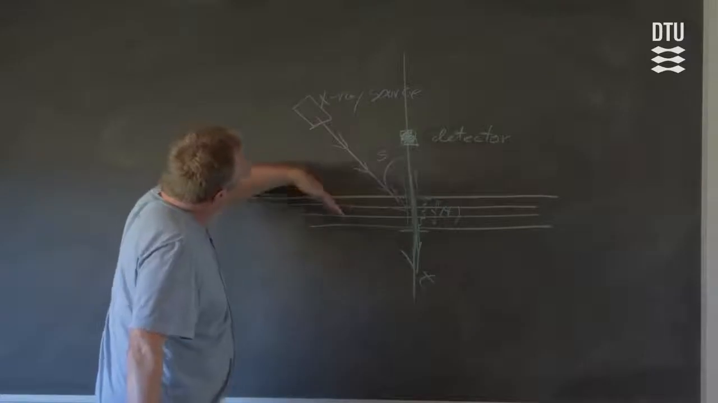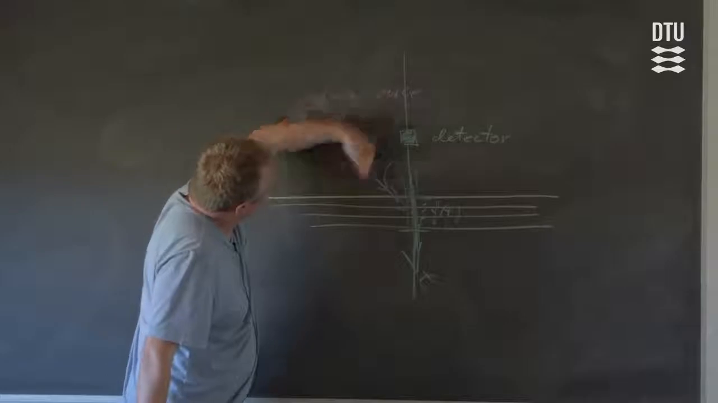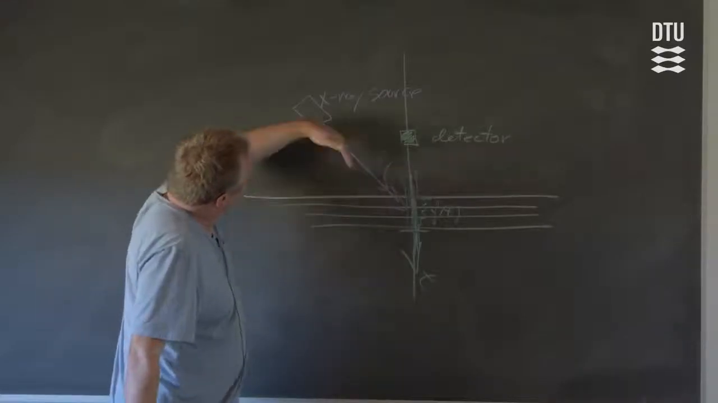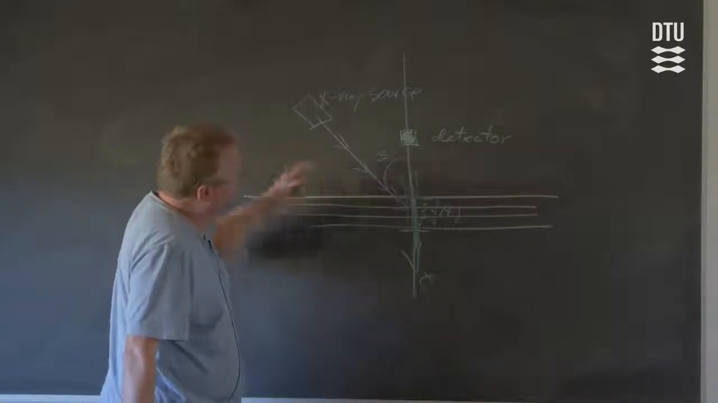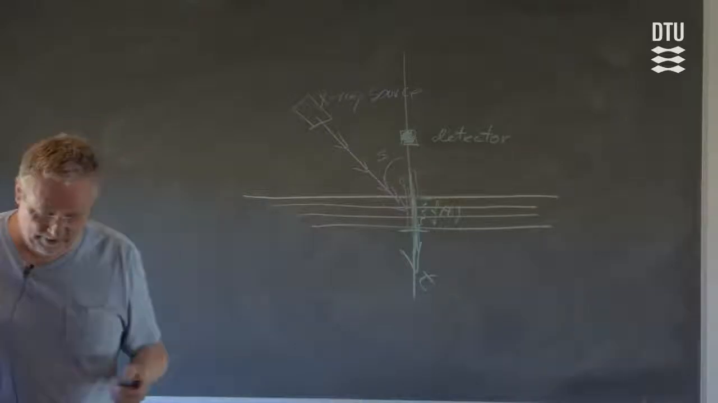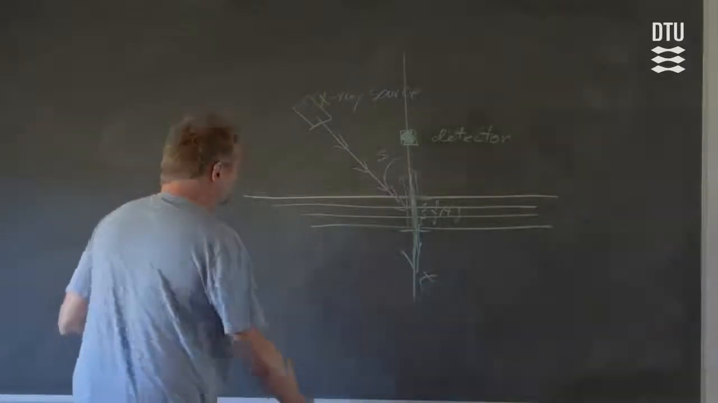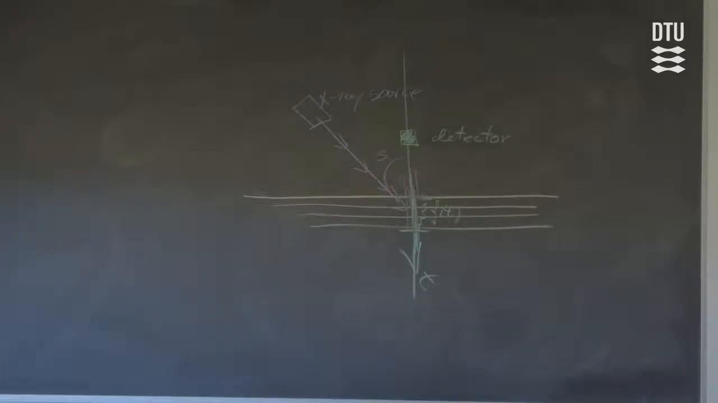So you can send in X-rays from different directions here and measure the signal here. So that's the other variable here. And of course you have the X-ray intensity. So that's what you're doing. So again you have a first kind Fredholm integral equation. Right? It looks like that.